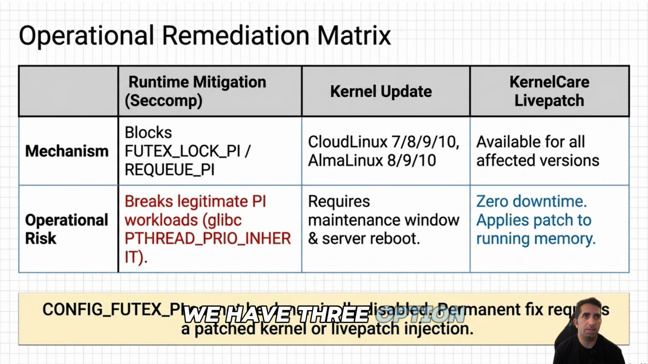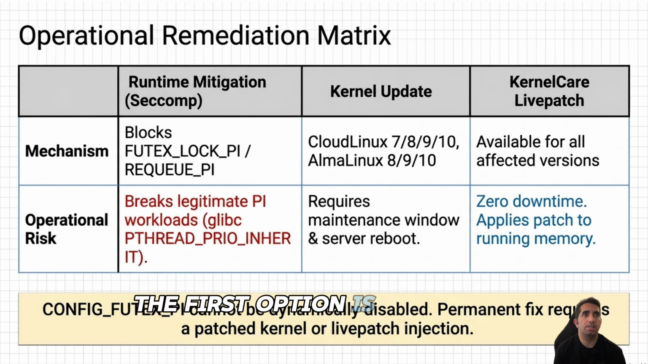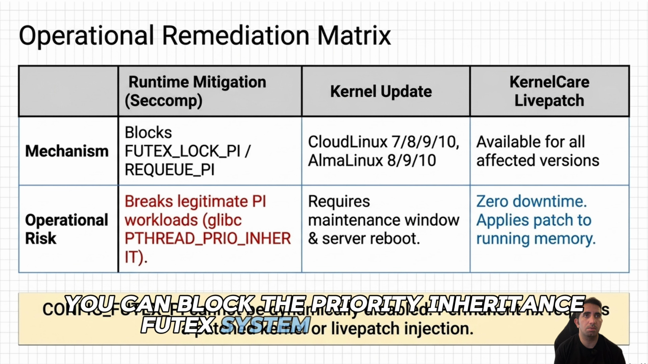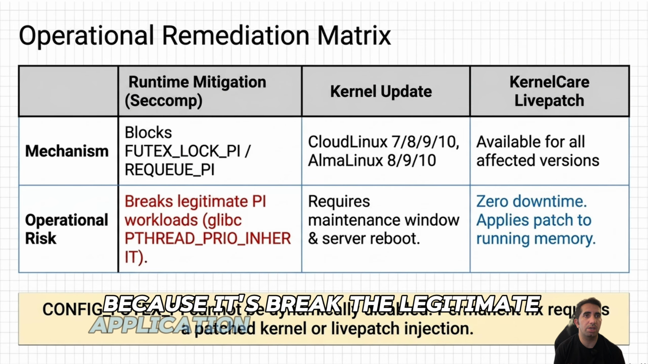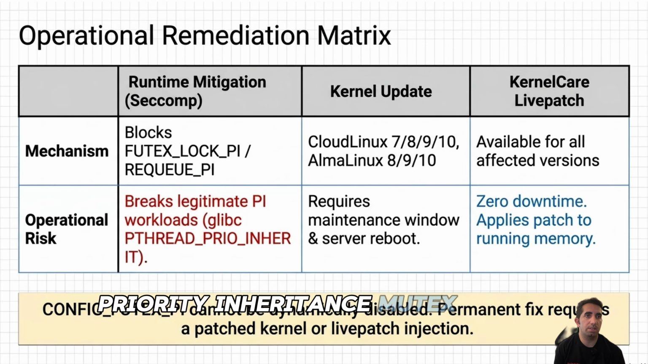So how do we secure our system against the GhostLock? We have three options. The first option is a runtime mitigation with SecComp. You can block the priority inheritance Futex system calls like FUTEX_LOCK_PI, FUTEX_WAIT_REQUEUE_PI, FUTEX_CMP_REQUEUE_PI using a seccomp profile, but this is highly disruptive because it breaks legitimate applications that rely on the glibc priority inheritance mutex.